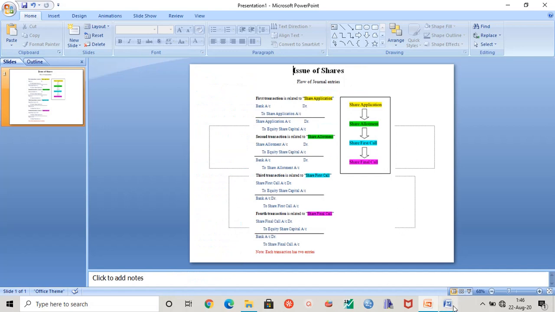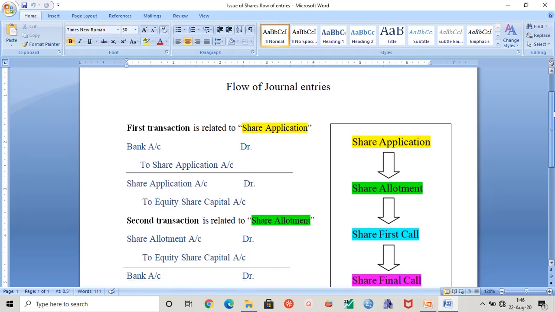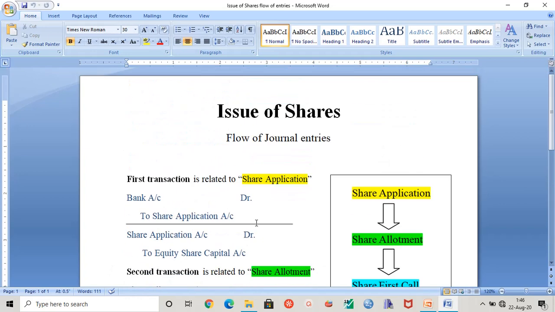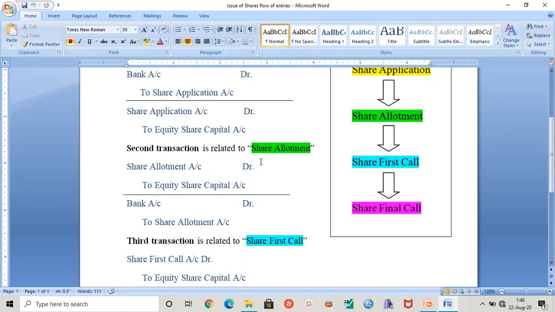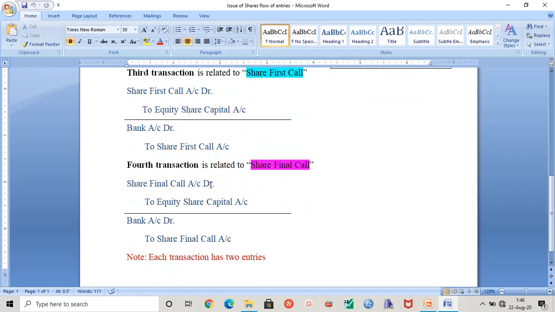Maybe in the picture you didn't understand well, so in the word file which I have sent you, you can see it properly. First entry will be your share application. Each transaction has two entries, remember that. So share application will have two entries, share allotment will again have two entries, share first call will have two entries, and share final call can have two entries.